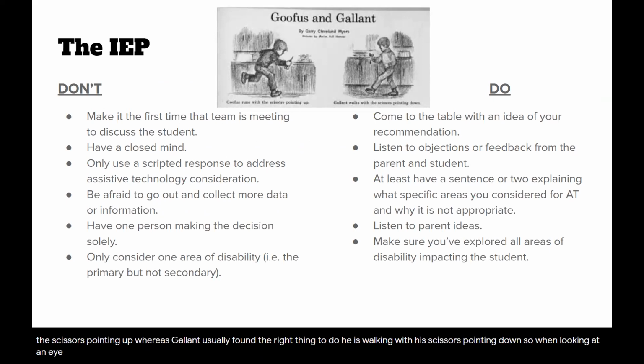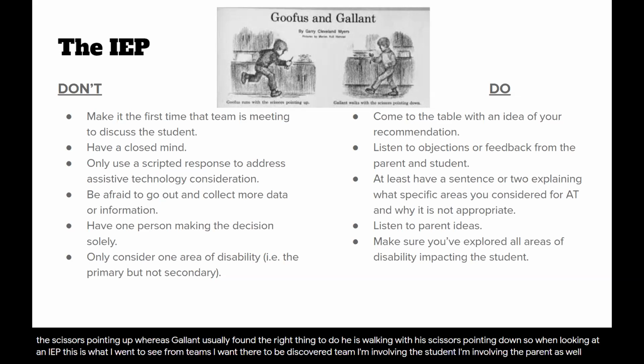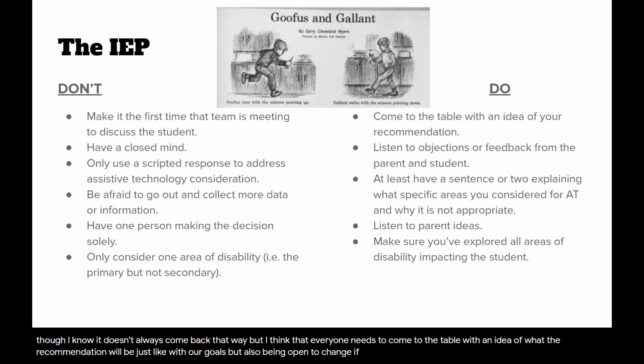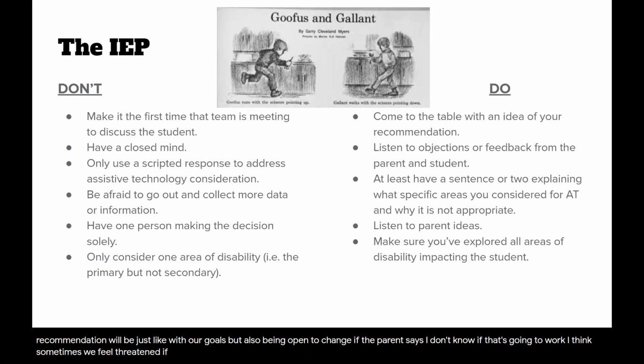So when looking at an IEP, this is what I want to see from teams. I want there to be discussion prior to the meeting. And when I say team, I'm involving the student and the parent as well, even though I know it doesn't always come back that way. I think everyone needs to come to the table with an idea of what the recommendation will be, just like with our goals, but also being open to change if the parent says, I don't know if that's going to work. I think sometimes we feel threatened if we've written this beautiful SMART goal and our supervisor likes it and the LEA is like, that's an awesome goal.